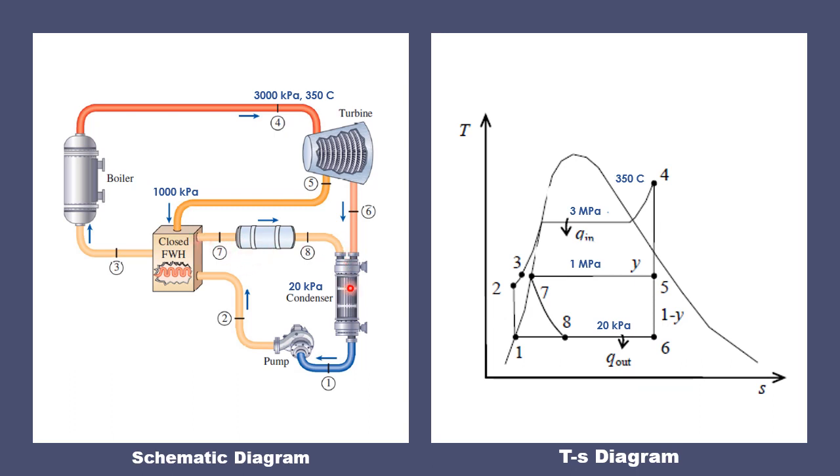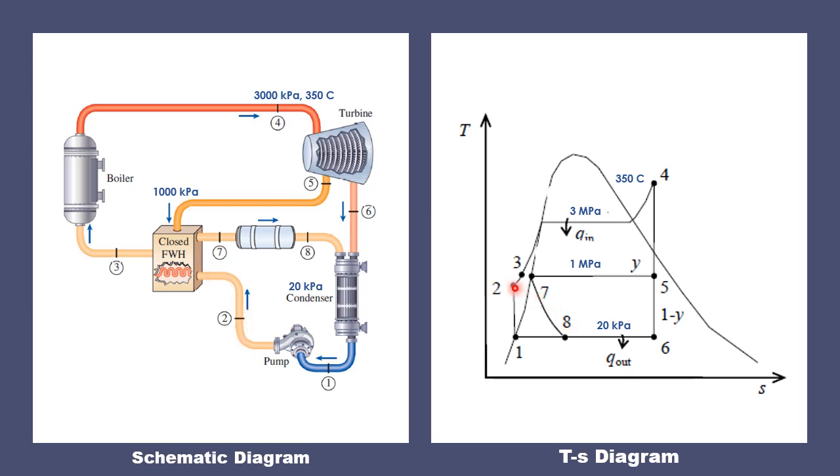So the equivalent TS diagram is shown here on the right. So we are going to check the different points if they correspond with the schematic diagram. So first, it leaves the saturated liquid at point 1 from the condenser. So that's why we have point 1 here. And then it is compressed to point 2. Take note that even if it enters the closed feed water heater, there's no mixing that happens here. So we can automatically raise the pressure at point 2 to the boiler pressure.